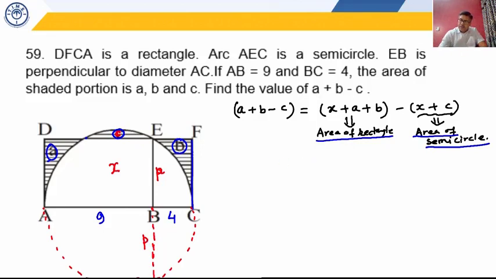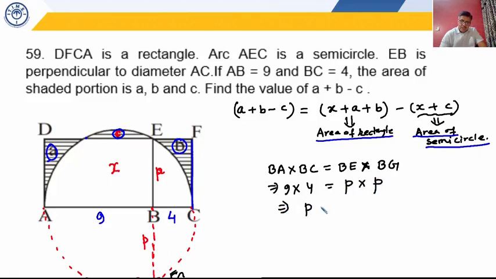So 9 into 4, can I write BA into BC is BE into BG. So BA into BC is basically 9 into 4. So if this is P, the rest of the part is also P, so it is P into P. So P square is 36. So P is turning out to be 6. So the breadth of the rectangle is 6. So 9 plus 4 is 13 length and breadth is 6. So the area of the rectangle is 13 into 6, which is equal to 78.